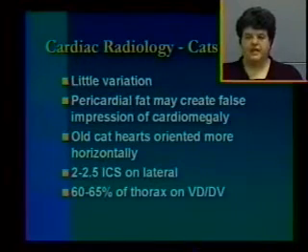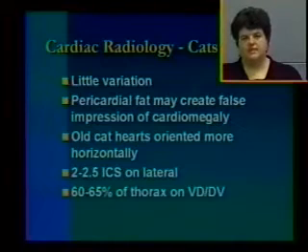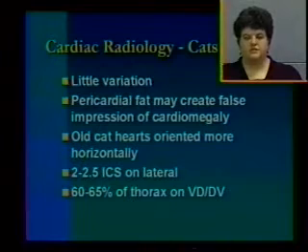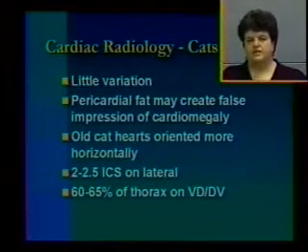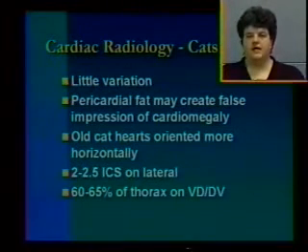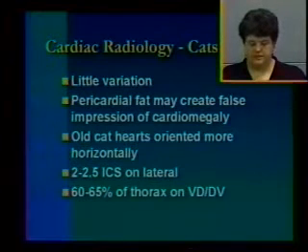The other thing is that old cat hearts tend to lie down. They tend to get more horizontal, and you'll see this on the lateral projection where the heart will appear to be totally horizontal in the thorax, and this is a normal aging change. The other aging change that goes along with this is that you can get a redundant aorta, or the aorta can appear to be slightly wavy. And again, this is an old cat change.